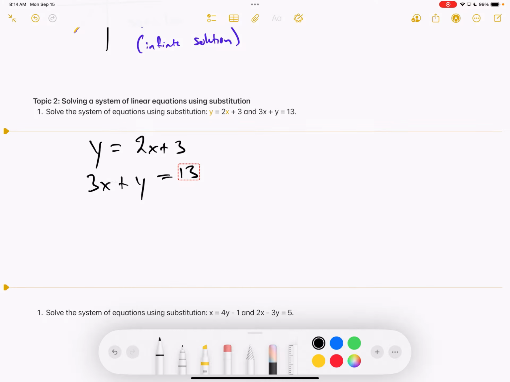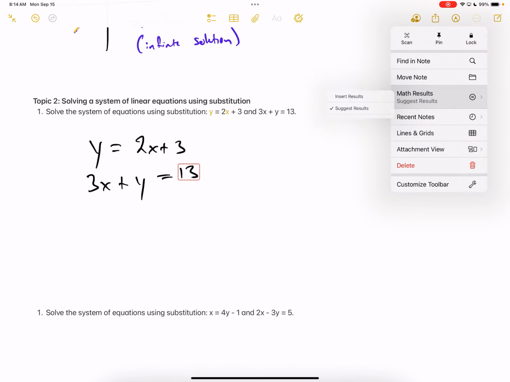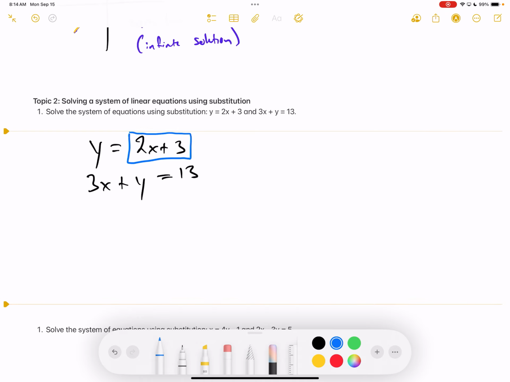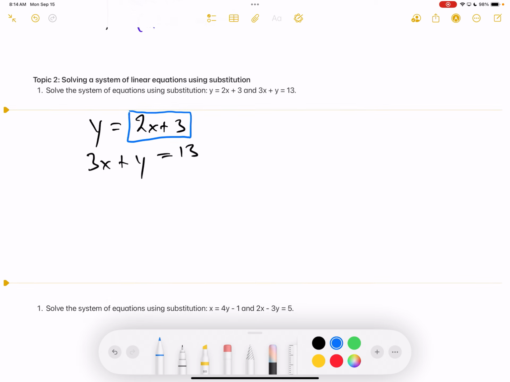The substitution method is easier to do when you have a variable that's already solved for. So like right here, I have y equals 2x plus 3. Most of y'all prefer the other way to do these, but it is easier to do the substitution way when you already have a variable solved for. So like y is already by itself. So what I'm going to do is substitute that in to this y right here.